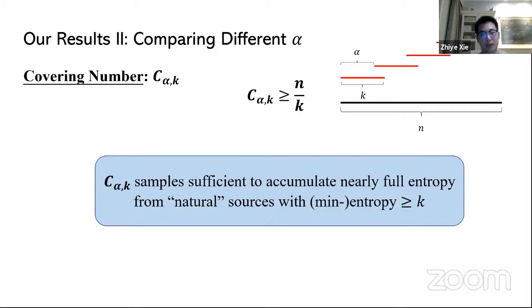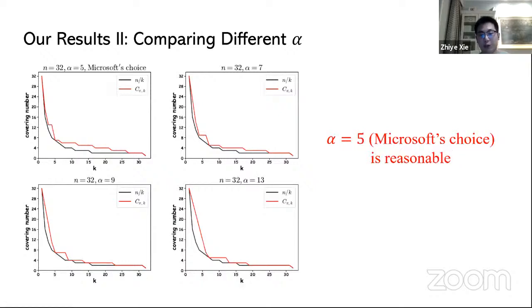In our work, we show that covering number is the right measurement of samples to accumulate nearly full entropy from any natural distribution with entropy at least k. This suggests comparing rotations according to their covering numbers. If rotation has relatively small covering numbers for all possible k, then it's a good one. In our work, we show that Microsoft's choice of phi is reasonable by comparing its covering numbers with the optimal value n over k and other rotations.